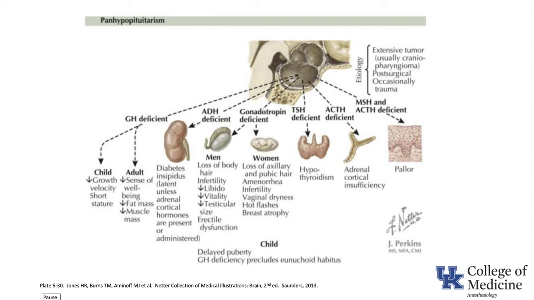ACTH deficiency produces central hypoadrenalism, manifested by fatigue, weight loss, nausea and vomiting, orthostatic hypotension, and diffuse arthralgias. Note that because this shows the consequences of panhypopituitarism, it includes the manifestations of ADH deficiency, that is diabetes insipidus, which does not occur with isolated anterior pituitary deficiency. This is the third question.